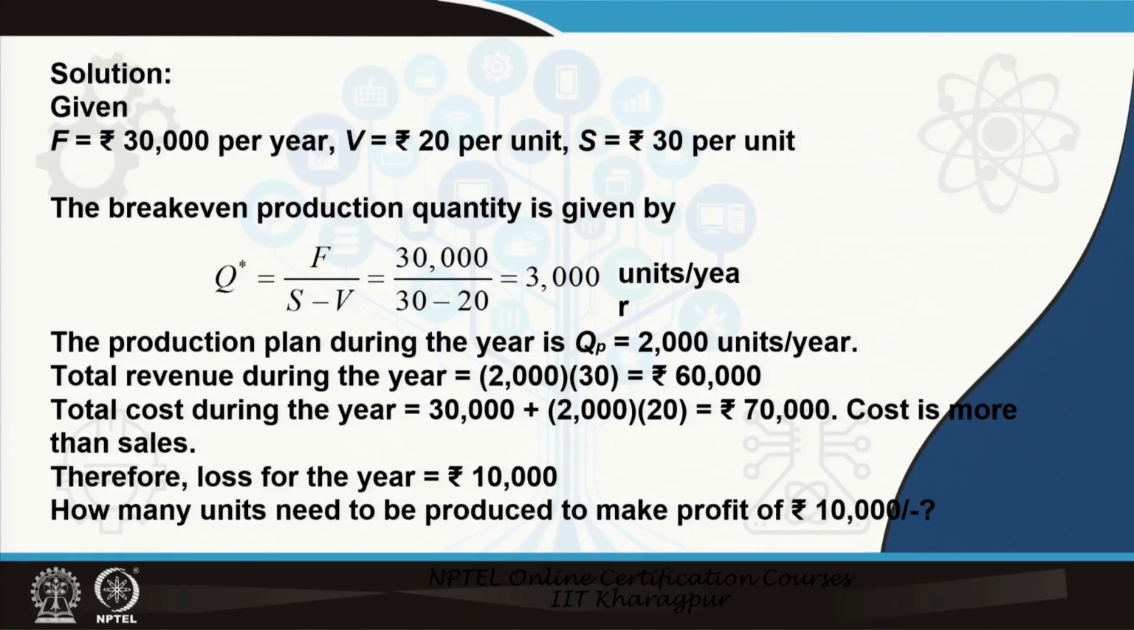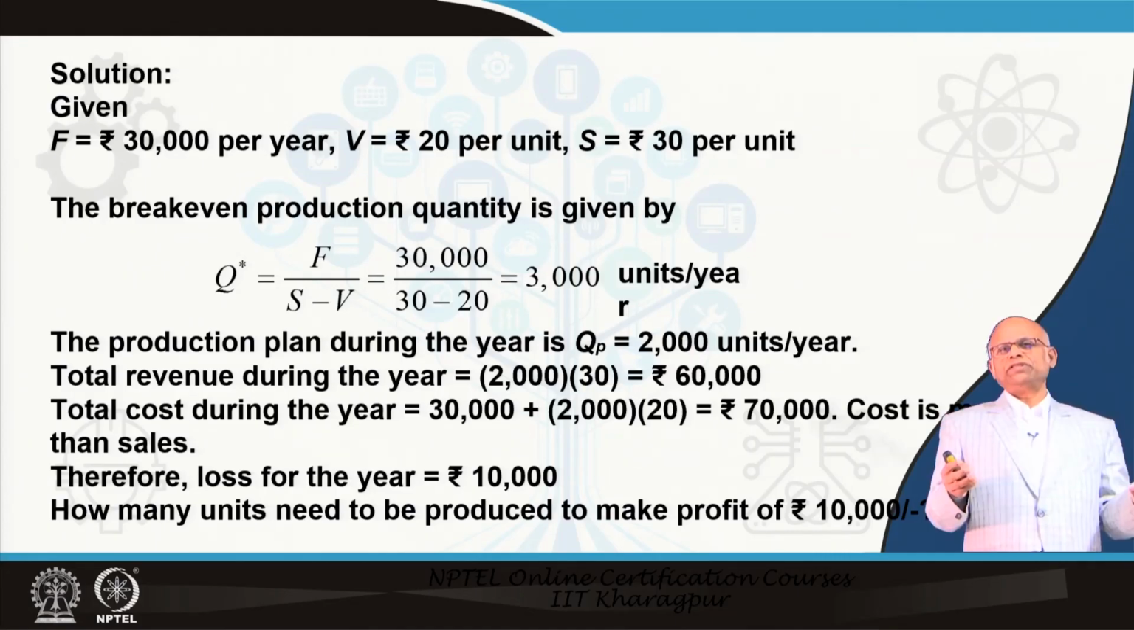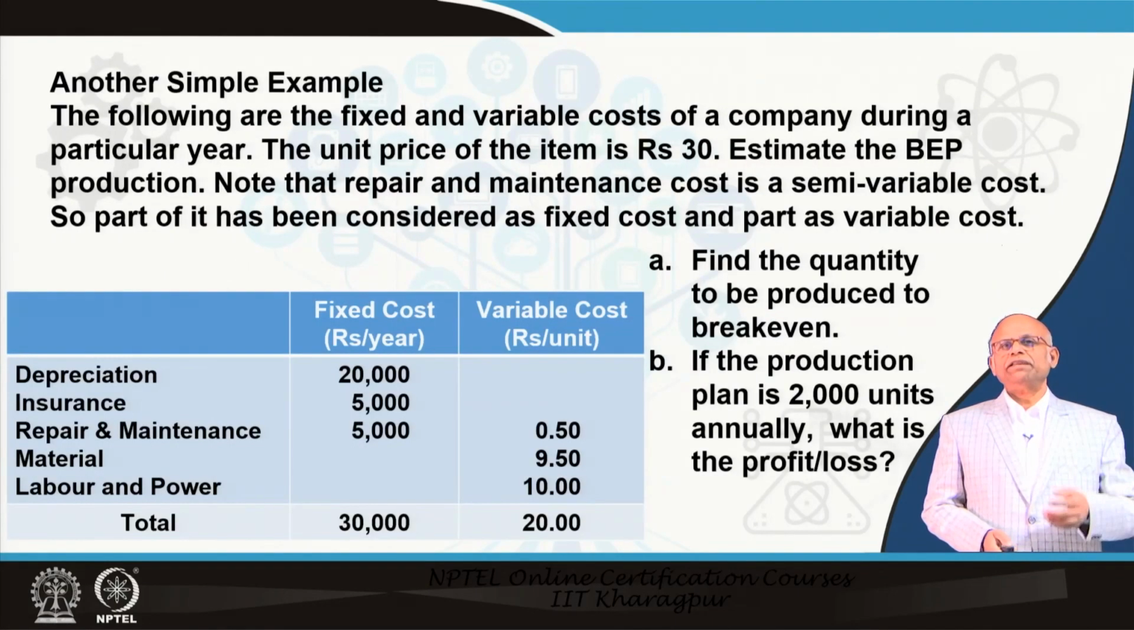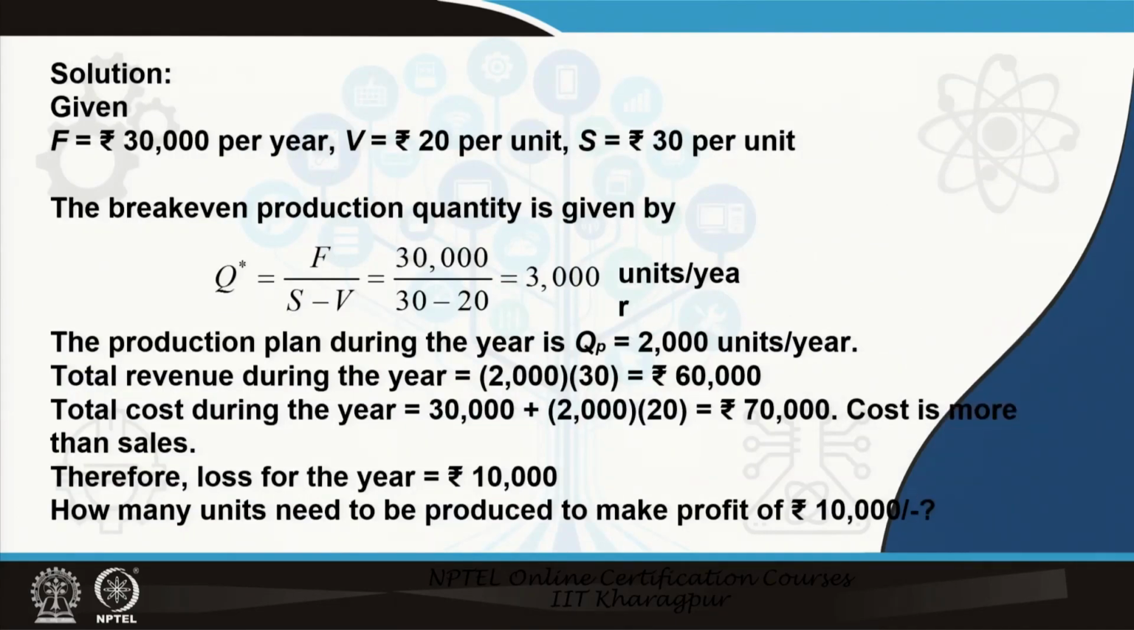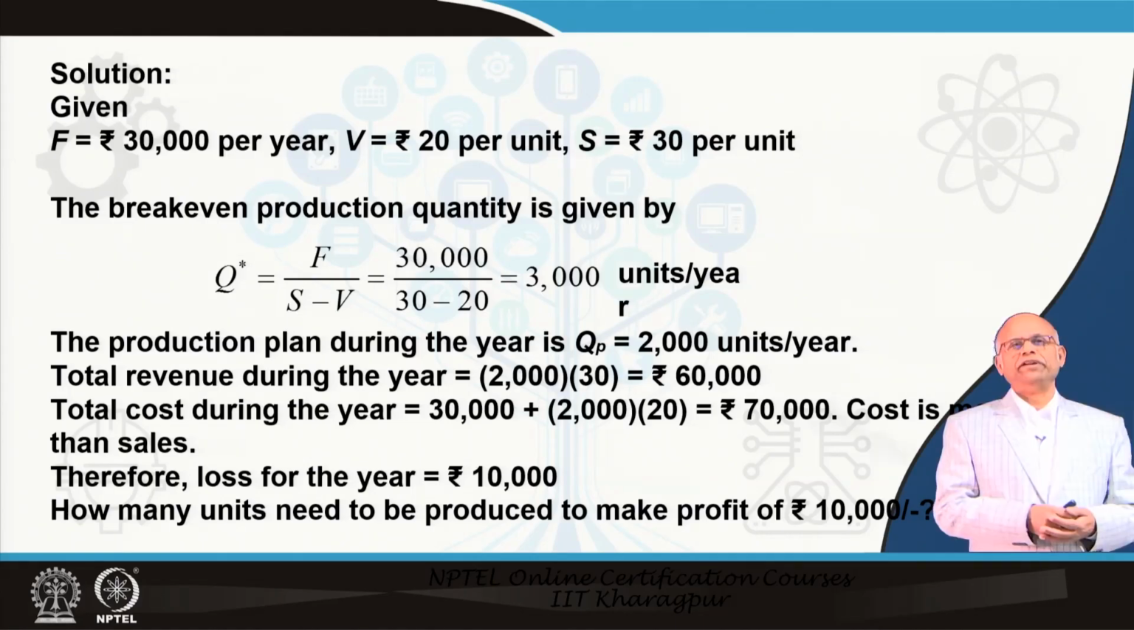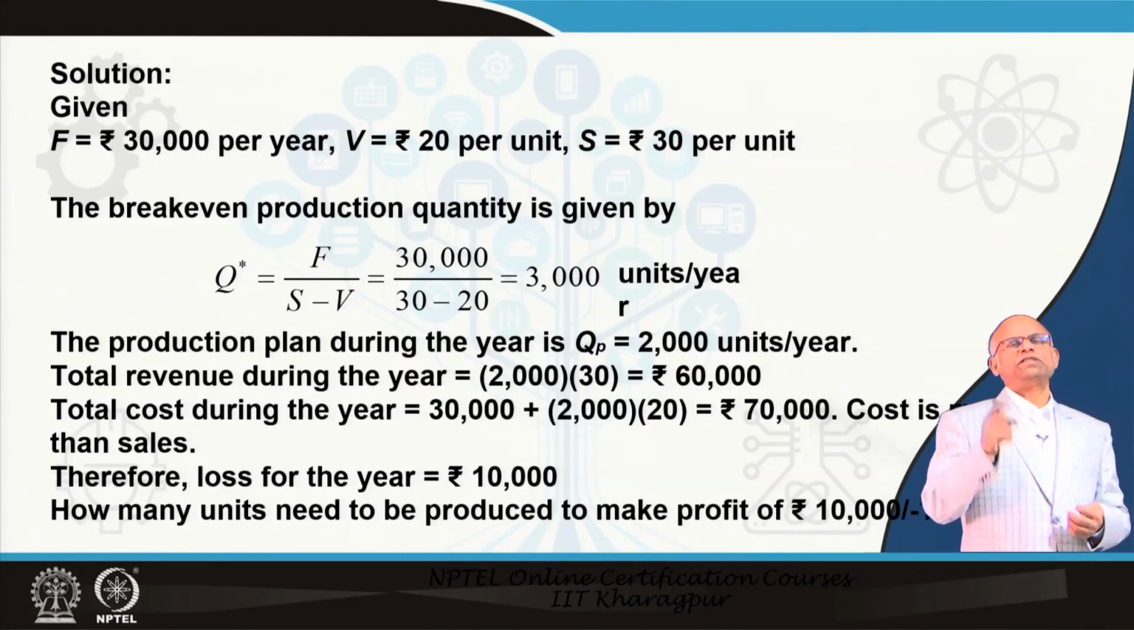So, if you produce 3000 units, you break even. All the data are available. F is equal to 30,000, B is 20 per unit, S is 30 per unit. So, break even point is this. Now, suppose the question was that if the production plan is 2000 units, here break even is 3000. So, you can guesstimate that we are going to incur loss, because we are going to produce 2000 units, below break even point. Now, you already know that total cost is fixed cost plus variable cost.